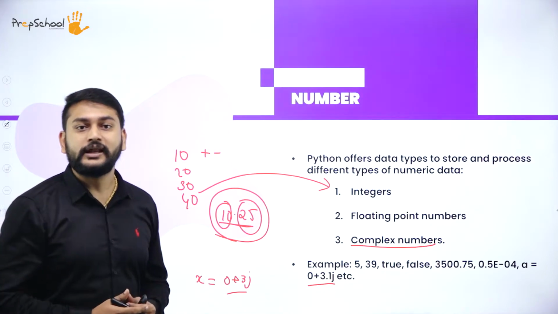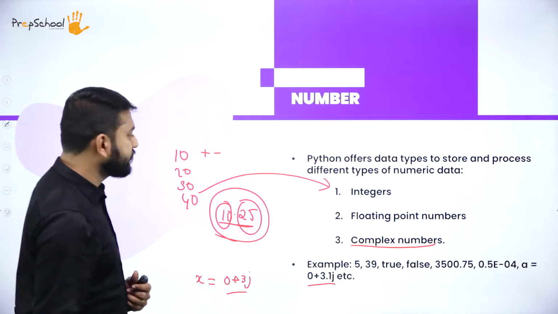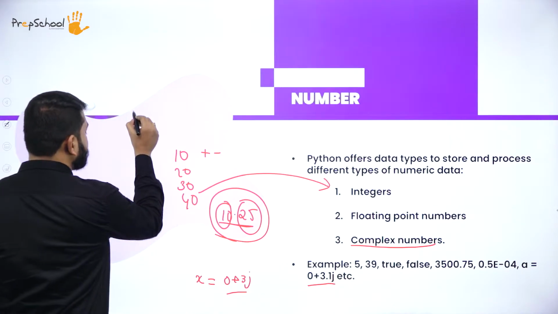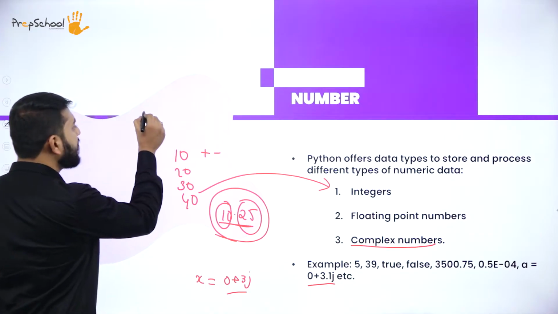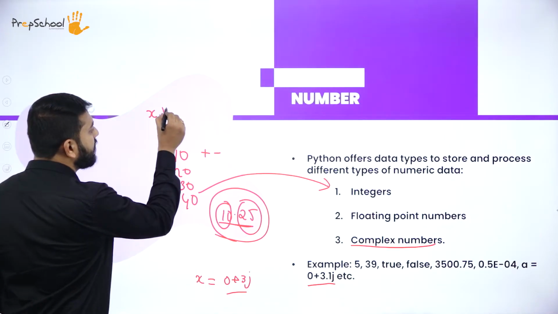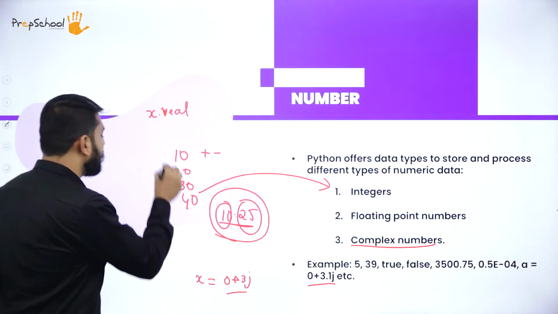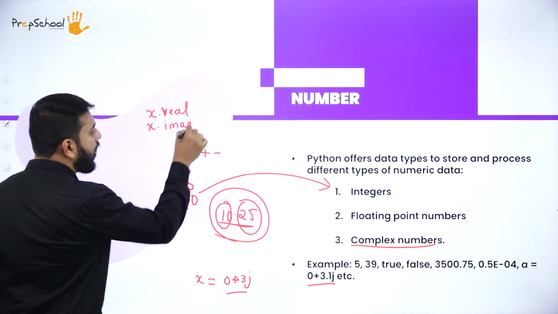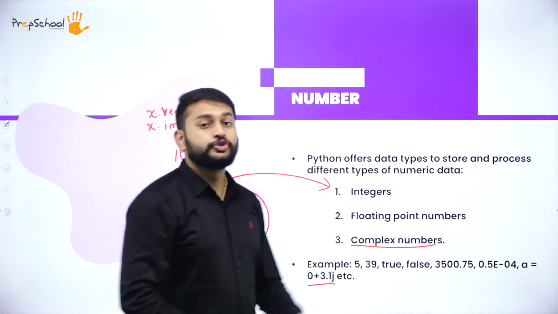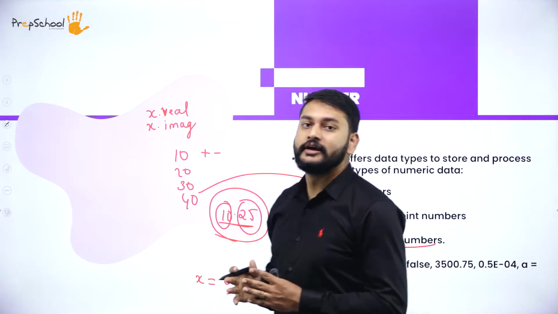I have a privilege in Python that I can store the complex number. So what is the use of storing the complex number? Suppose I want to print only the real number of this complex number, what will I do? x.real is what I will be printing. And for the imaginary number, x.imag is what I will be typing, guys, to print only the imaginary number or only the real number.